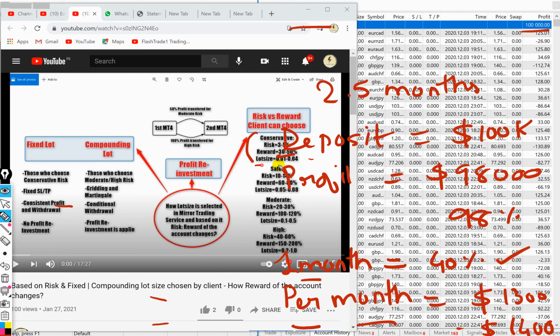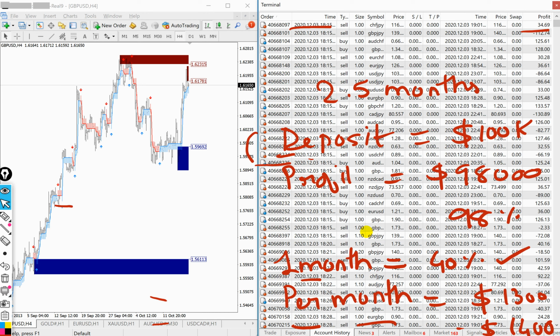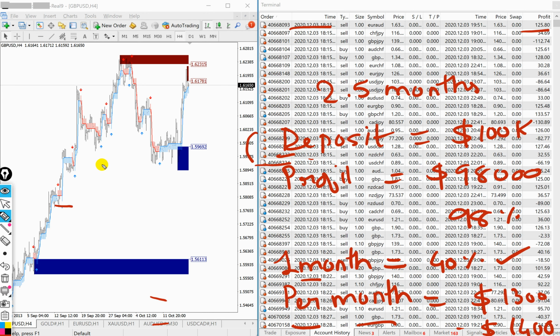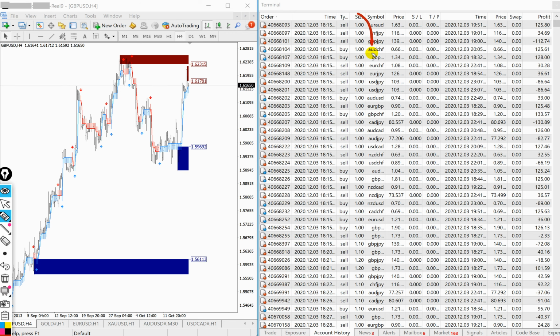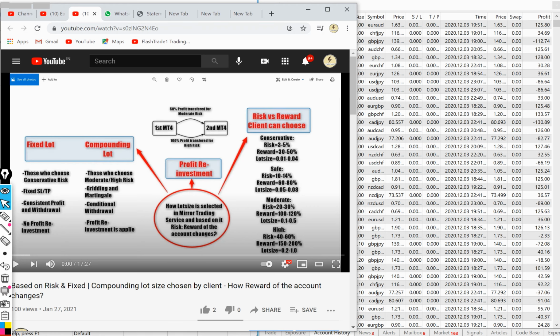Here the lot size is 0.01. But in the case of a 100k account, 0.01 is equal to 1 lot, and you can see that here the trading lot size is 1 and it's constant. It does not change, it is a fixed lot size. So in conservative risk, we are trading with fixed lot size with no profit reinvestment strategy.